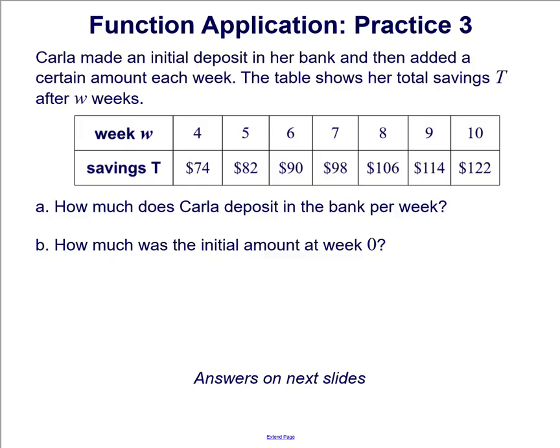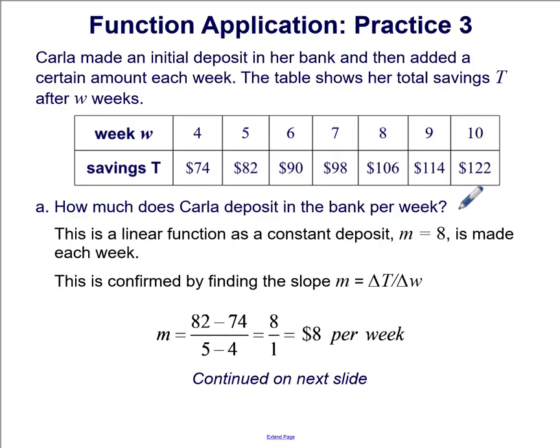And welcome back. Let's compare answers. For part A, which asked how much does Carla deposit in the bank per week, we realize this is a linear function and has a constant rate of deposit, which is m equals 8 that's made each week. This is confirmed by finding the slope.